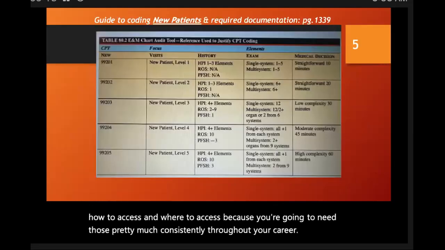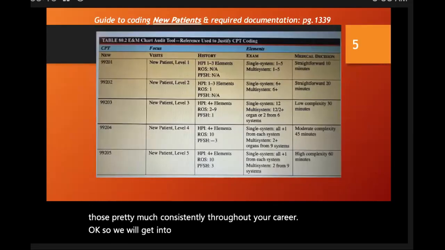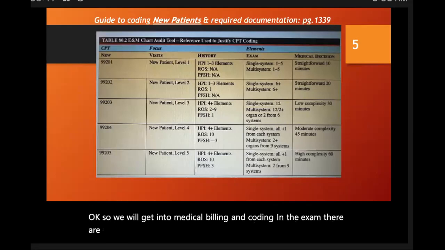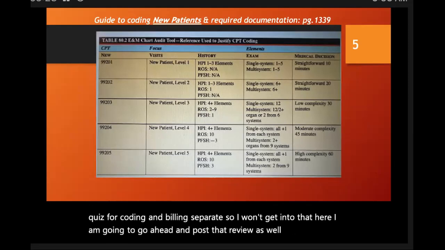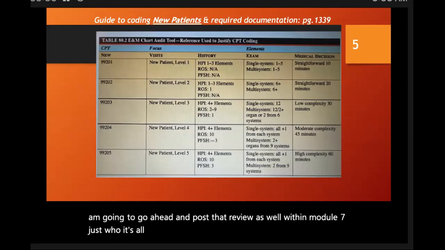Okay, so we will get into medical billing and coding in the exam. There are 10 questions, very, very similar to your quiz. You did the review quiz for coding and billing separate, so I won't get into that here. I am going to go ahead and post that review as well within Module 7, just so it's all condensed in terms of your ability to access different things to review.